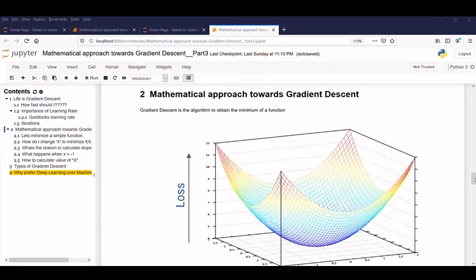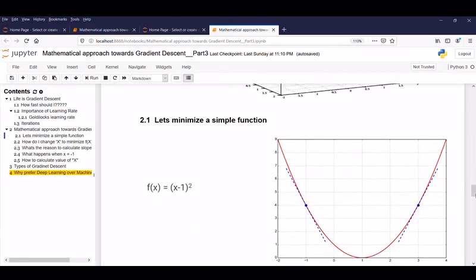Limits. We all did limits in our school days. Now it's time to recollect them, because now we are going to calculate the function where the cost function comes close to 0. f of x is equal to (x minus 1) the whole square. This is the cost function. Now let's check how we calculate gradient descent at which the cost function comes close to 0.